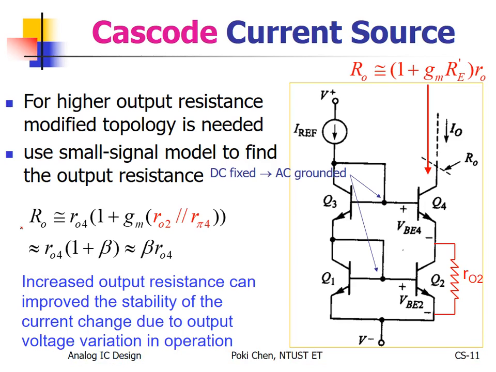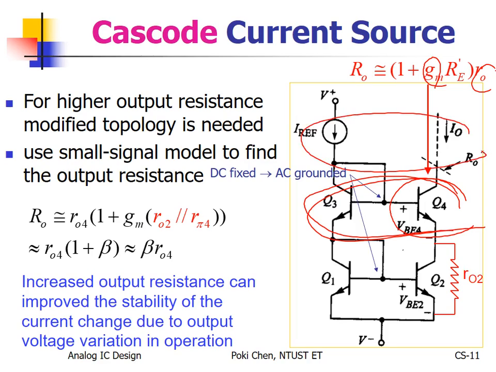Before we leave this page, one more issue to remind you. As I mentioned already, by cascading we can enhance the output resistance by this and that factor. So if your supply voltage is high enough, you can sacrifice the headroom to get better output resistance, right? So is it possible to do double cascading? I mean, cascading here and cascading there, right?